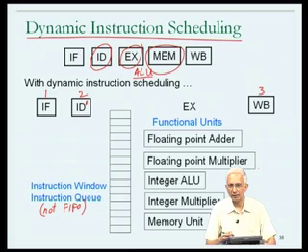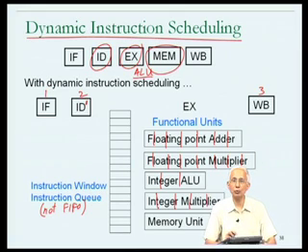So the consequence is that we may want to think about the functional units themselves as potentially being pipelined. So this floating point adder might have a 6-stage pipeline. It may be a pipelined floating point adder. The floating point multiplier may be an 8-stage or 7-stage multiplier. The integer ALU may be a 3-stage integer ALU, etc.